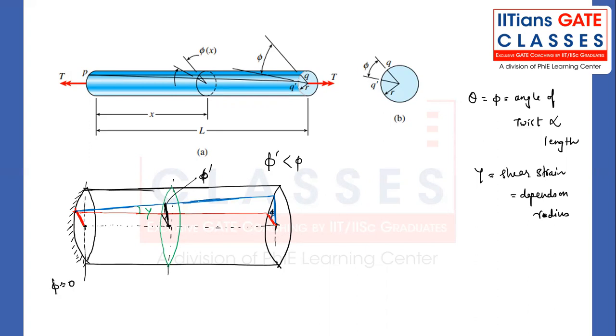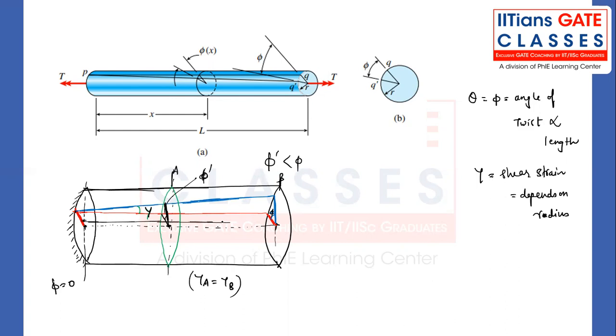The angle of twist will be zero at the fixed end because it is fixed. But the shear strength would not depend on the length. Either you consider the section here or the section here, the shear strength will be the same for section A and section B. It will remain the same. Shear strength will depend on the radius, right? If you consider somewhere here, in that case it will be different.